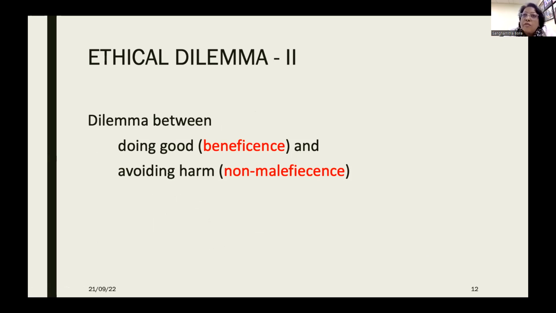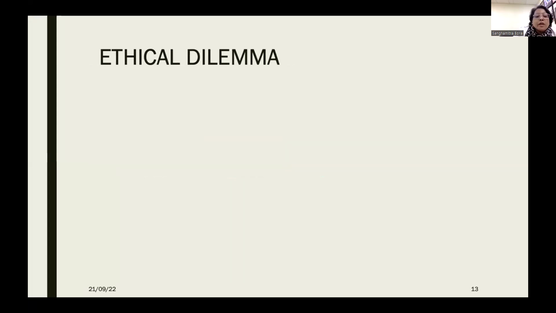And when we amputate, we know there will be a lot of blood loss, and he's already in a poor general condition. He's already anemic. So we do not want to push the patient to that. So it is a dilemma between doing good and avoiding harm. We want to avoid the harm also, and that is non-maleficence. Okay.